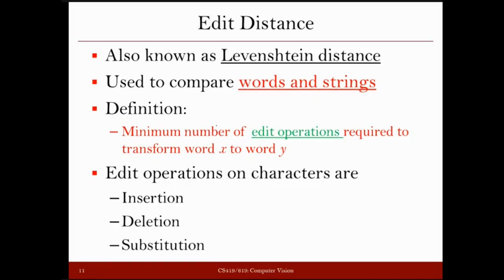So we can define edit distance like this. It is the minimum number of edit operations that you require to convert one given string to another given string, or one given word to another given word. If you are comparing X and Y, these two given words, and you want to find out the edit distance between them, you have to find out how many operations you need to convert string X to string Y. Now let us see what the possible operations are.